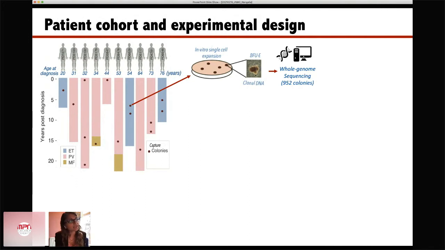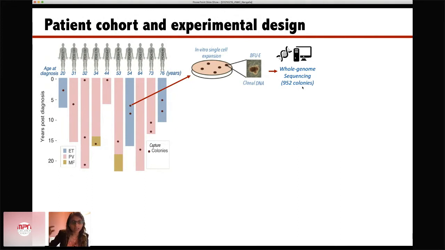What we then did is sequence the DNA of that colony, the whole genome. So the human genome is a couple of billion base pairs, and we sequenced the whole genome within these colonies. So we ended up with whole genome sequencing of about 1,000 colonies. Now, this is quite an unusual thing to do. Normally, when you hear of sequencing, you take the blood and you just sequence it once in a patient to find out what mutations are present.